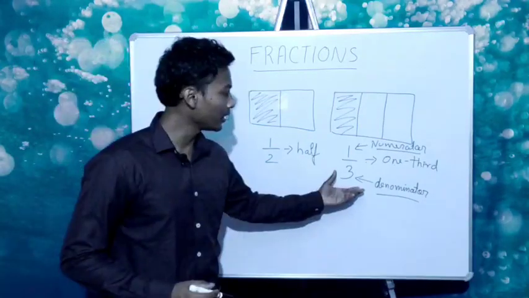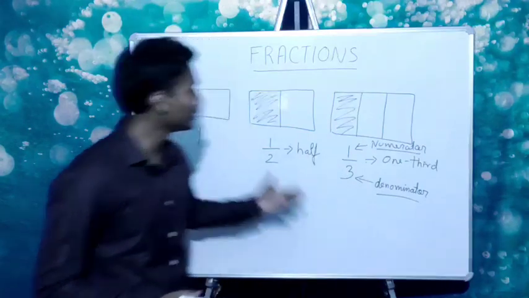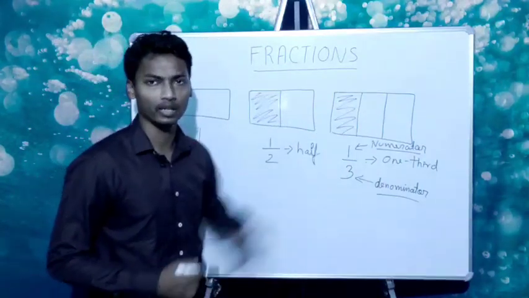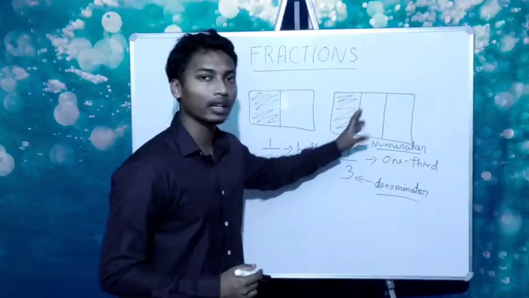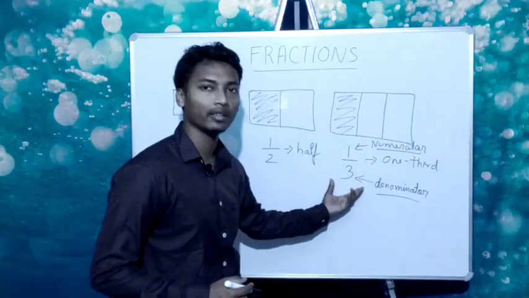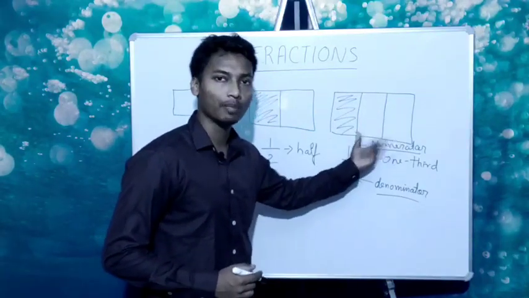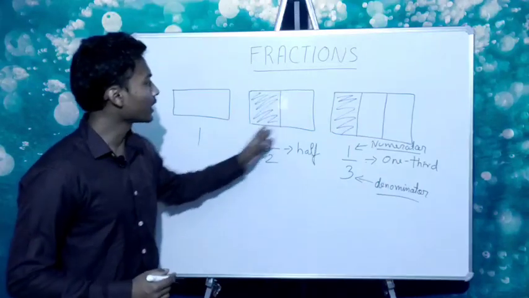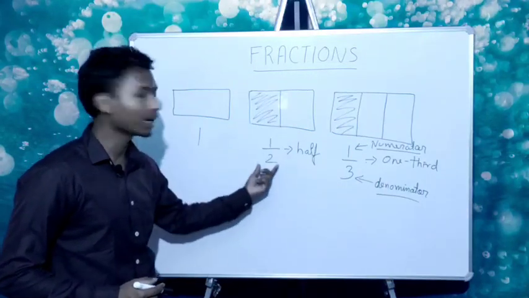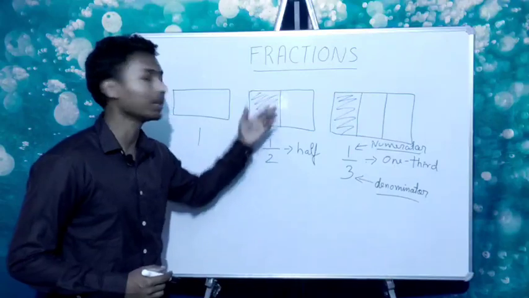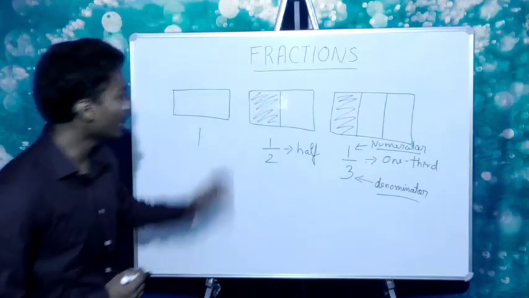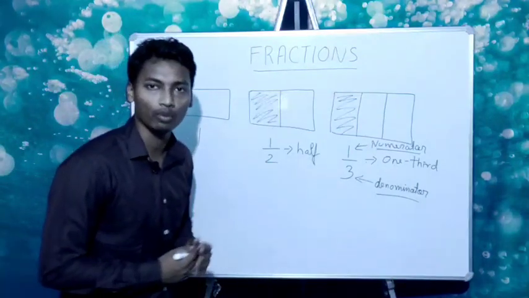So denominator indicates the number of parts I have divided a thing into. So if I have divided this rectangle into three parts, the denominator indicates that I have divided it into three parts. If this rectangle has been divided into two parts, by looking at the denominator we can understand it has been divided into two parts, and then we can select the part we want to.